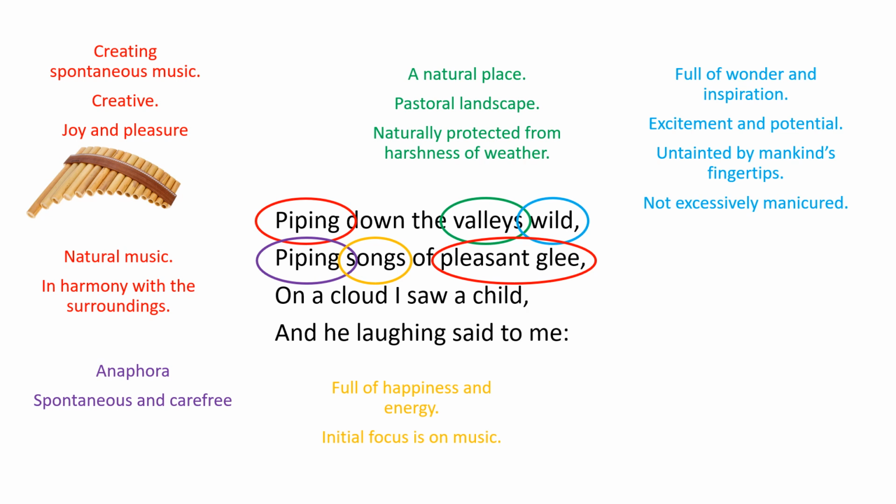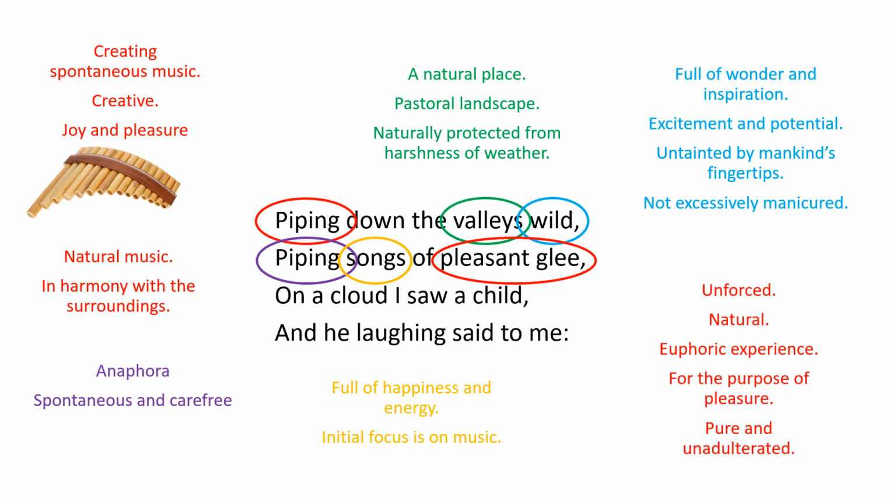And he's piping songs of pleasant glee. Again, the word songs is plural too, showing that this is music that evolves and changes and it adapts as this person's mood might adapt. And those songs are of pleasant glee. And I really like the term pleasant glee because it's a suggestion that this piper is not forced to create this music at all, and it creates this really natural image. The experience that he's having as he's wandering through these valleys is euphoric, it's perfect. And his music is purely for pleasure, which means it's quite an innocent type of music.